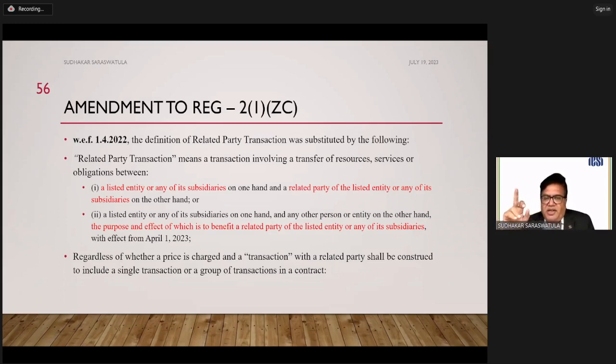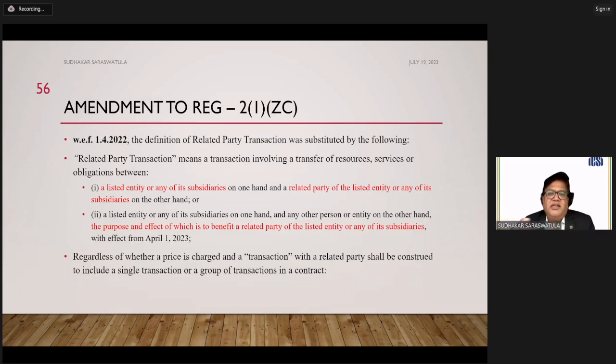That means if I am entering into a transaction with an entity or a person, and the purpose and effect of that transaction is to give a benefit to my related party, that means to the related party of the listed entity or to the related parties of any of its subsidiaries. This is a key point, and it's not that simple to understand which kinds of transactions are like this. All the transactions so far we have seen are purchase, sale, rendering of services, sale of property, purchase of property, and so on. These are visible transactions which we enter into directly between two parties. Whereas in the new amendment, you are entering into a transaction with somebody, and the purpose and effect of that transaction is to benefit somebody else.